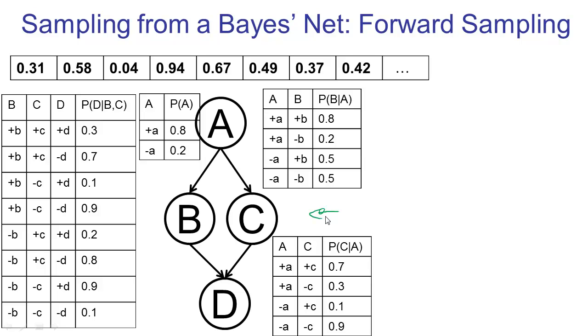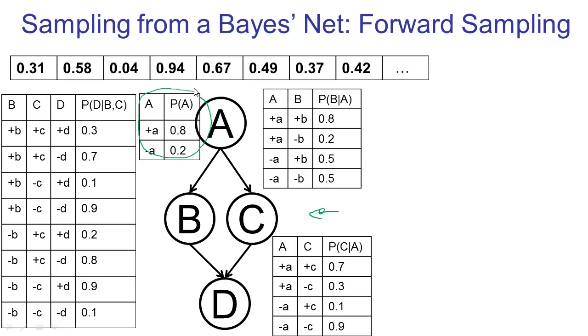Again, we will rely on a set of numbers generated uniformly at random from the 0-1 interval. And going forward, I will now assume that when you're given such a number, for example, 0.31, and given a probability distribution, for example, the probability distribution for A, you know that this will map to plus A. If that's not clear, go back to the previous slides, watch the video again, and make sure you understand why 0.31 would map to plus A, and for example, 0.94 would map to minus A.